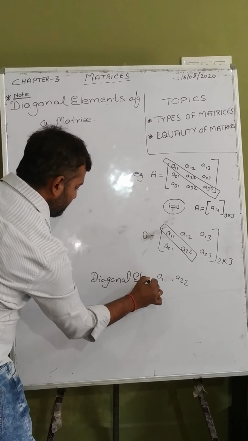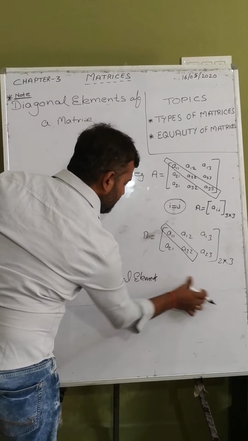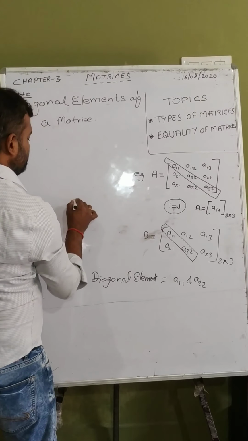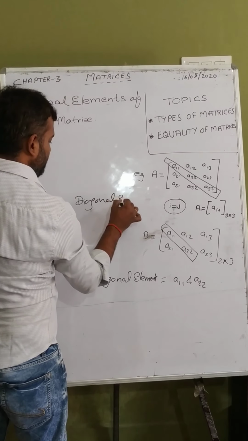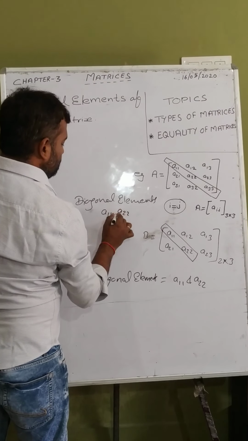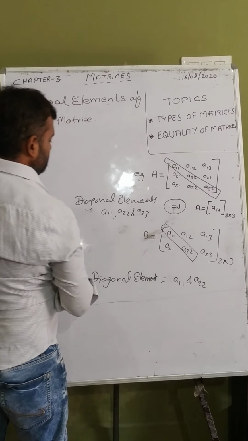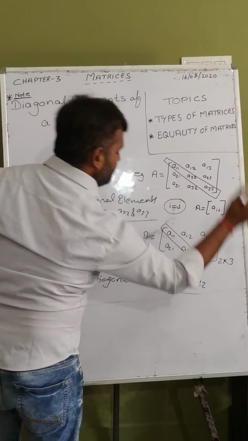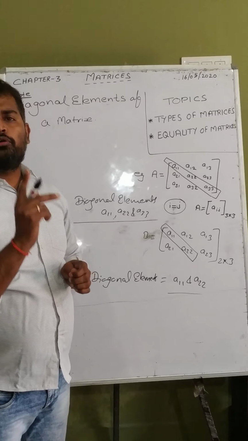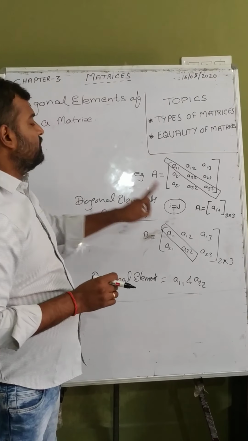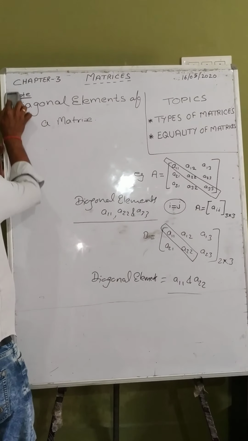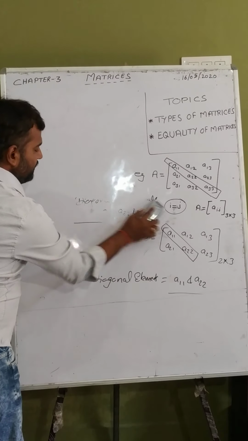Diagonal elements a11 and a22. And what are the diagonal elements here? a11, a22 and a33. Three diagonal elements are here and two diagonal elements are here. Now I am concluding this point: those elements for which i equals j are said to be the diagonal elements of the square matrix. Okay. The next point.